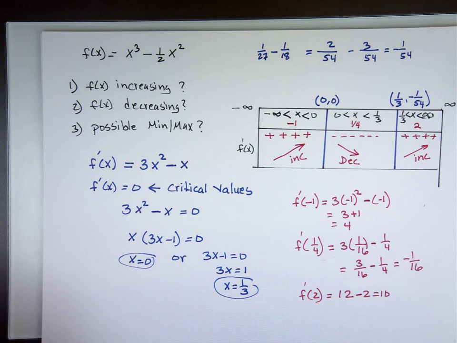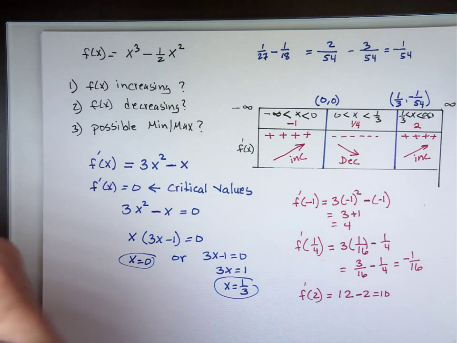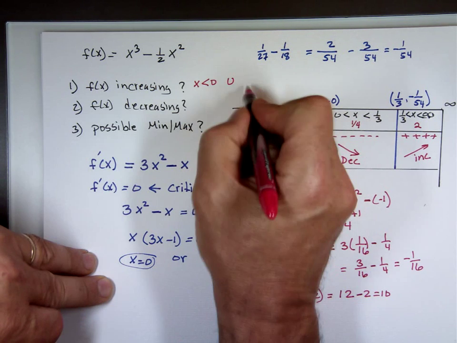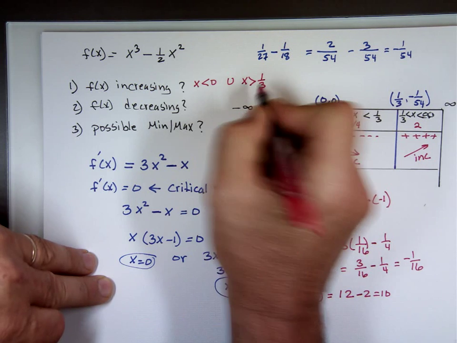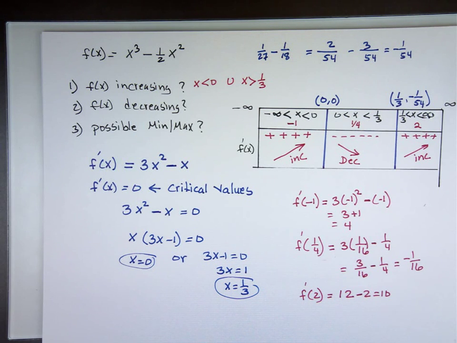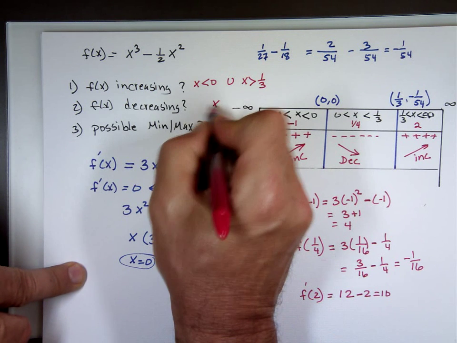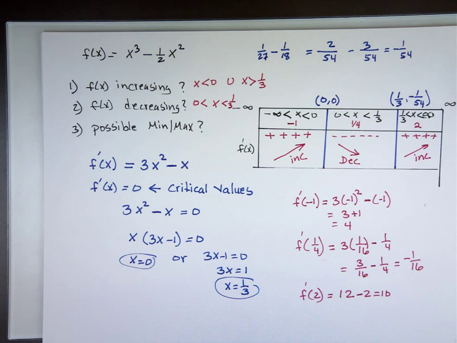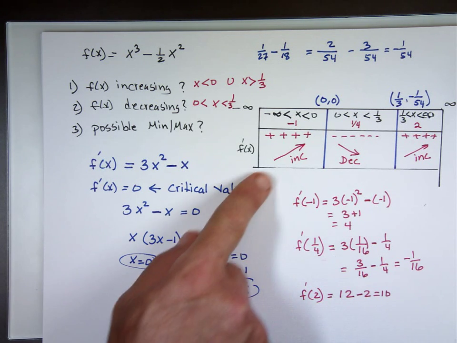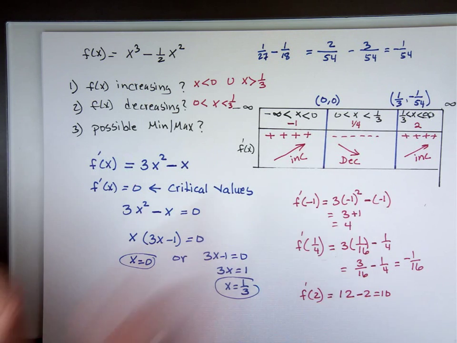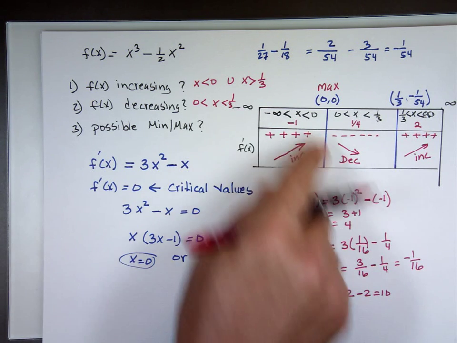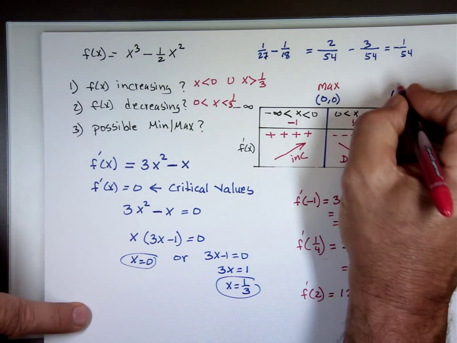So where's the function increasing? I'll give you 2 answers. X is less than 0, or x is greater than 1/3. Where is the function decreasing? X between 0 and 1/3. Do we have a max or a min? Notice the function is increasing, then decreases. What is that point? That's a max. This one is decreasing, then increasing. That's a min.